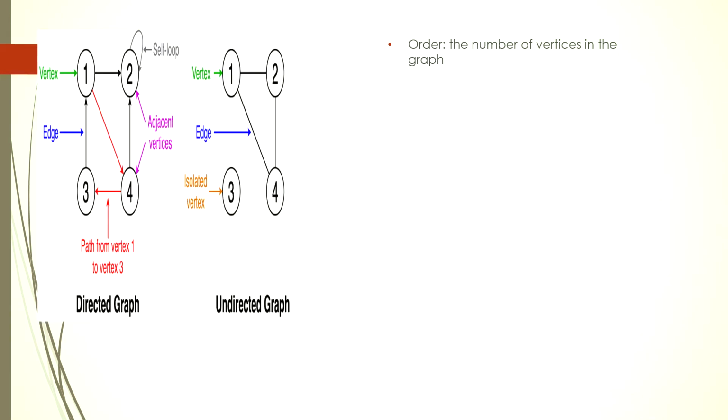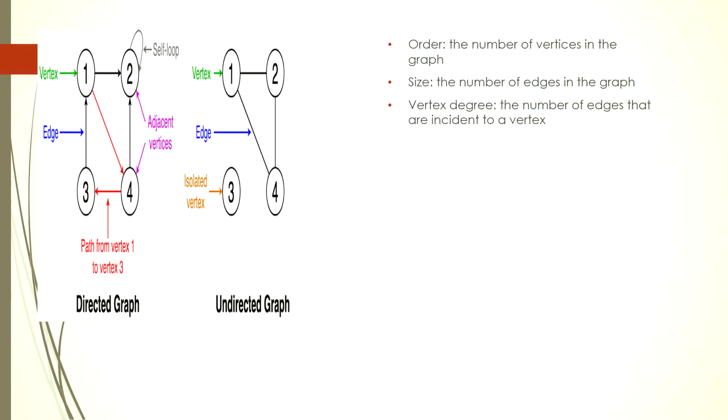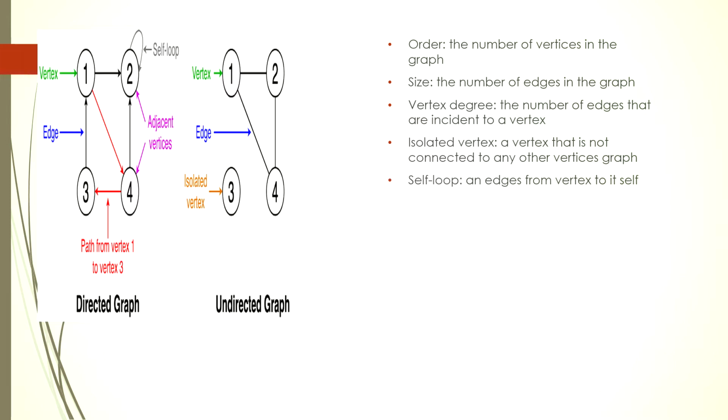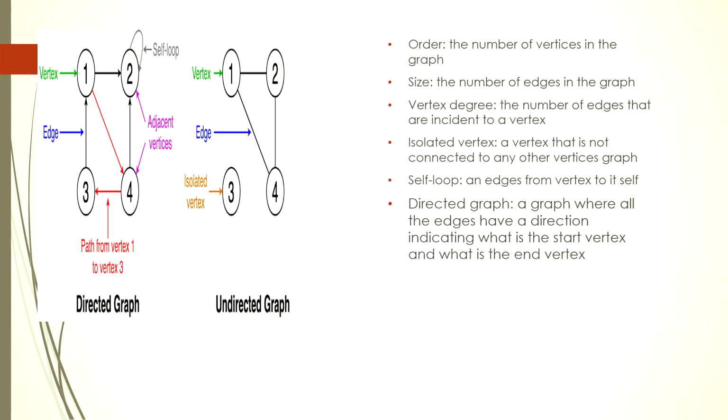Graph terms: order is the number of vertices in the graph, size is the number of edges in the graph, vertex degree is the number of edges that are incident to a vertex, an isolated vertex is a vertex that is not connected to any other vertices, and a self-loop is an edge from a vertex to itself.